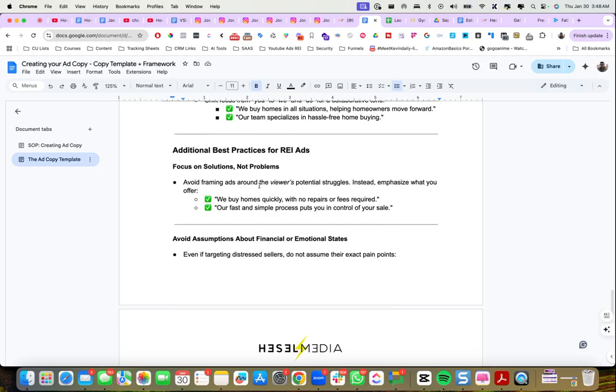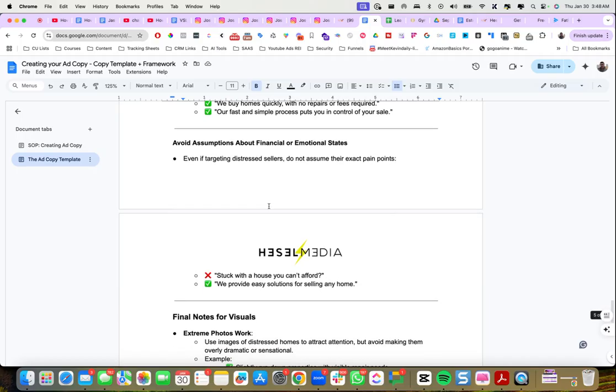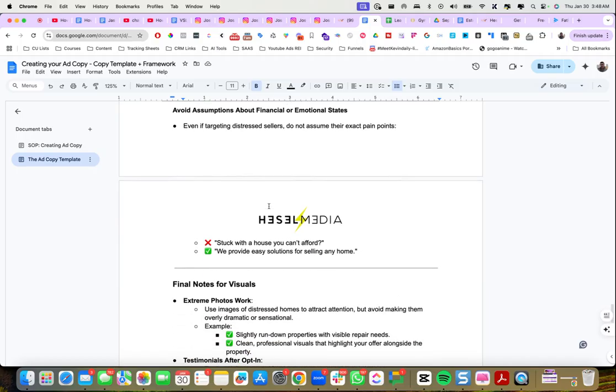Focus on solutions, not problems. We buy homes quickly with no repairs. Our fast and simple process puts you in control of your sale. This activates ultimate desires, right?